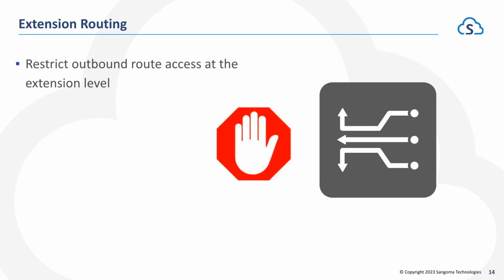Extension routing. So extension routing is going to allow for you to restrict outbound access to a route at the extension level. So what this means is lobby phones, or maybe in a school scenario, again, the phones that are in the classrooms, we only want them to be able to dial internally extension to extension and to 911. We can restrict and say that this particular phone is only going to have access to dial these certain outbound routes. Maybe they don't have access to international calling, but you can at the extension level basically say these phones only have permissions to dial to these certain areas.